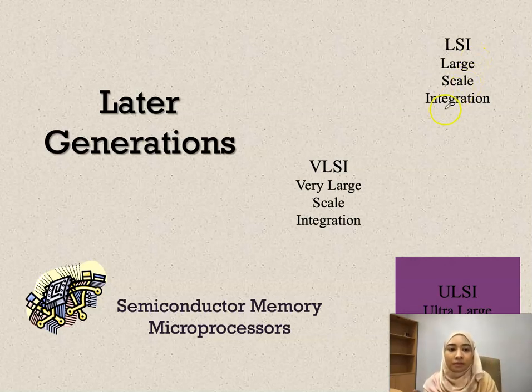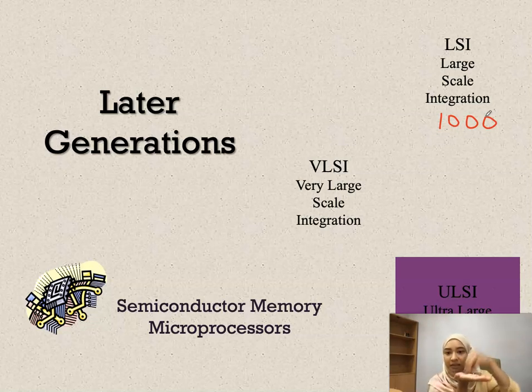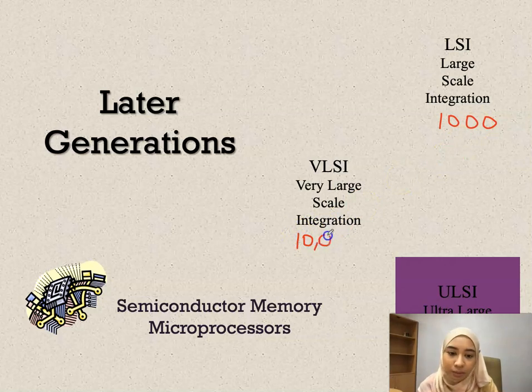1,000. Let me write that down. Sorry, I'm using my trackpad to write, very hard. And then after the LSI, we have the VLSI, which could fit 10,000 components per chip. That's crazy. What is 10,000 compared to the billions that we have now? I can't imagine how bright they were.